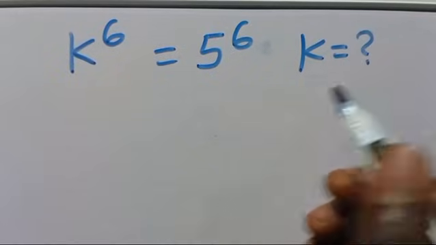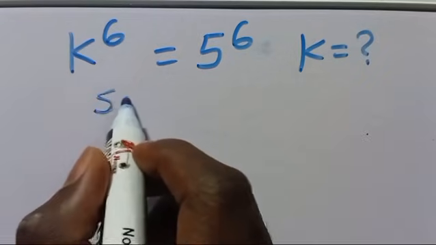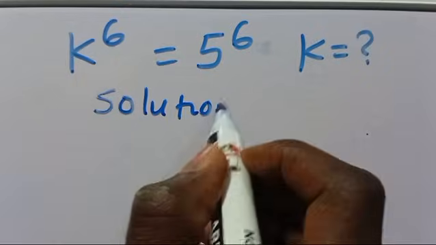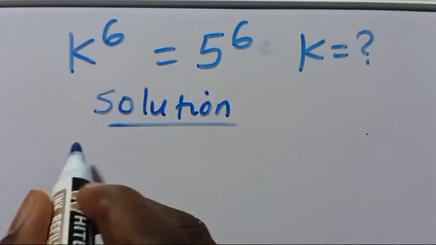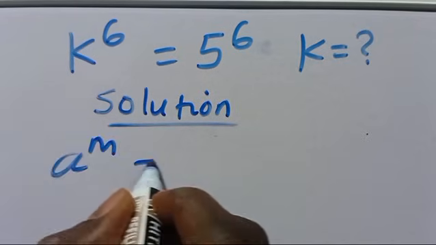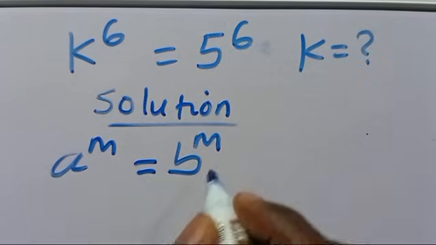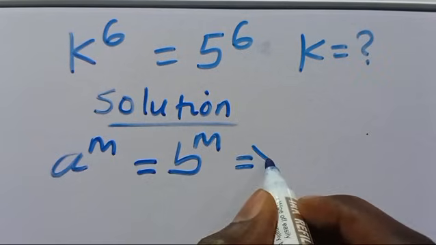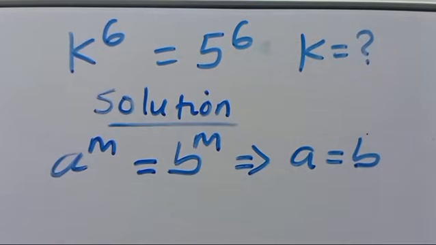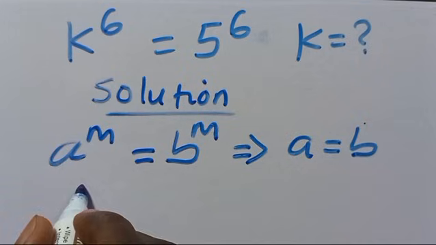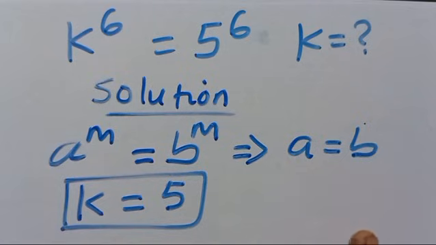is the value of k, given that you have k to the power of 6 equals 5 to the power of 6. And let's have it to be solution from here. So from here, when we have a to the power of m that equals b to the power of n, so far they have the same power, this implies that a equals b. So from here, we are going to have our k to be equals 5 to be the first solution.